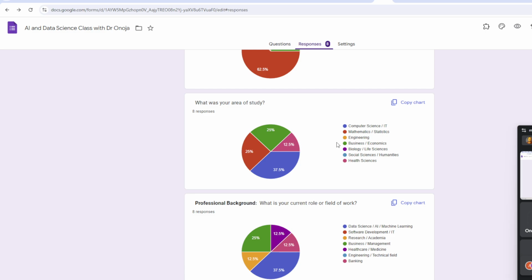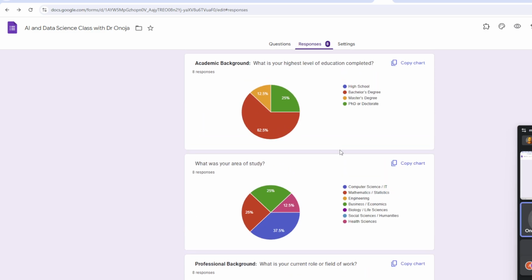Some of you can mute so that the noise doesn't affect the background. You can mute it, then whenever you want to talk, you can raise your hand and then unmute it.